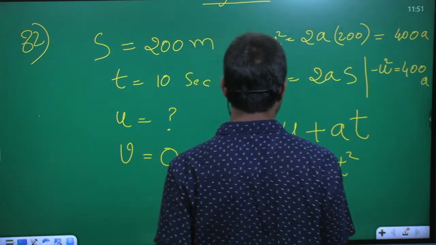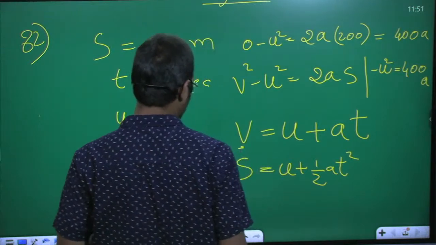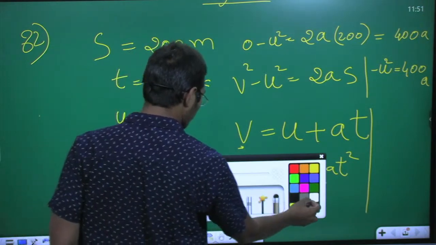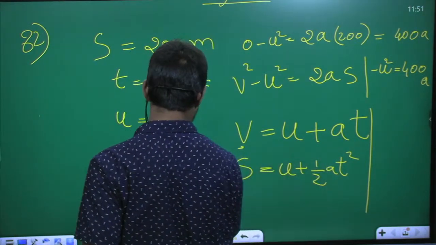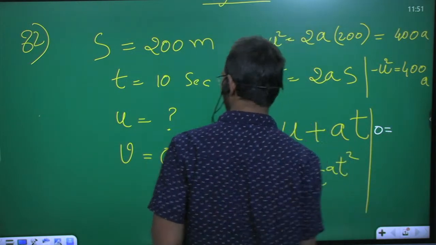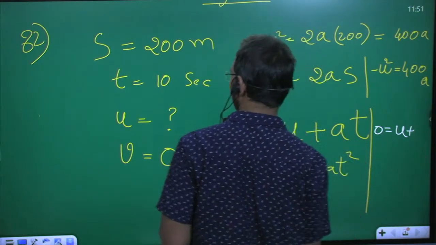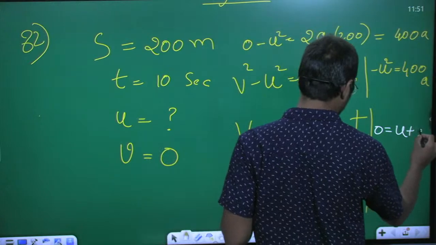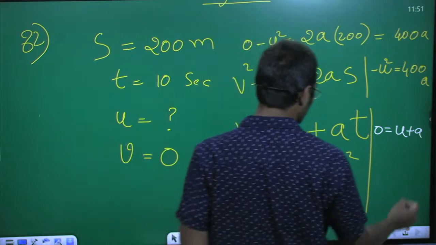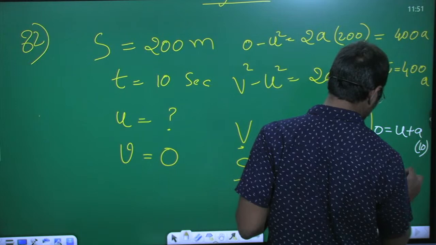So still, what else do we have? We can use this, right? Here v is equal to 0. u is what we need to find, plus acceleration is not given. Where is it not given? t is equal to 10. So from here we get 0 equals u plus a into 10, so u is equal to minus 10a.